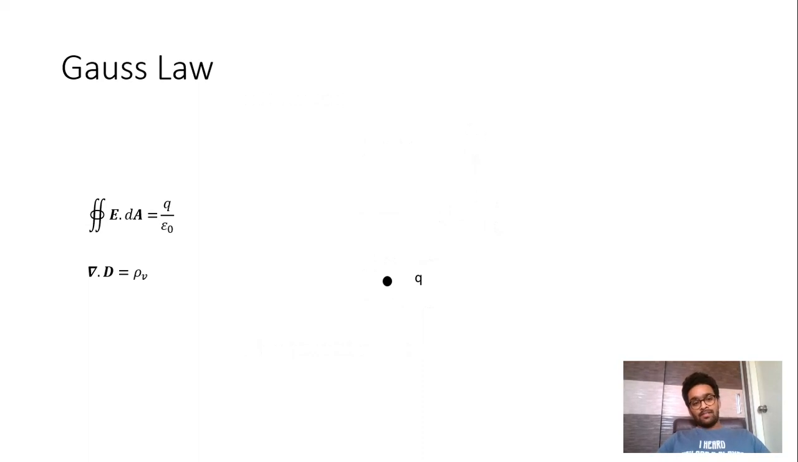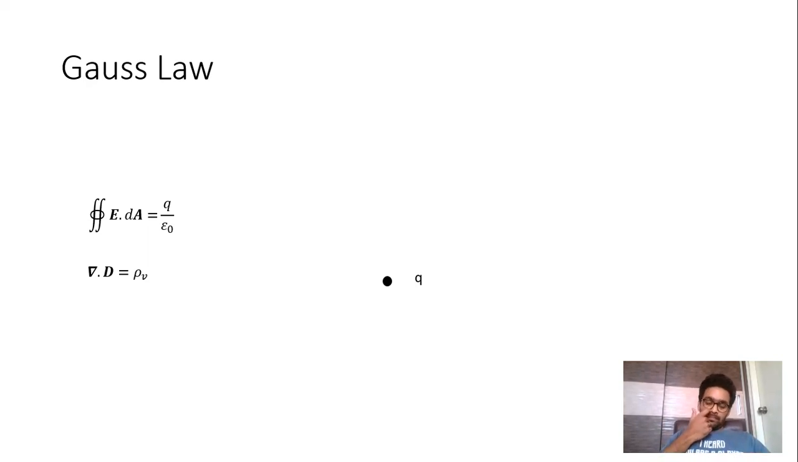Coming to the first Maxwell's equation, which is Gauss's law: the surface integral of electric flux density is nothing but the charge enclosed by it. I'm not going into details about what the surface integral is, or how you can change the surface integral to the point form, del dot D. I'm not going into the derivation, but I will give you a pictorial representation of each and every equation.